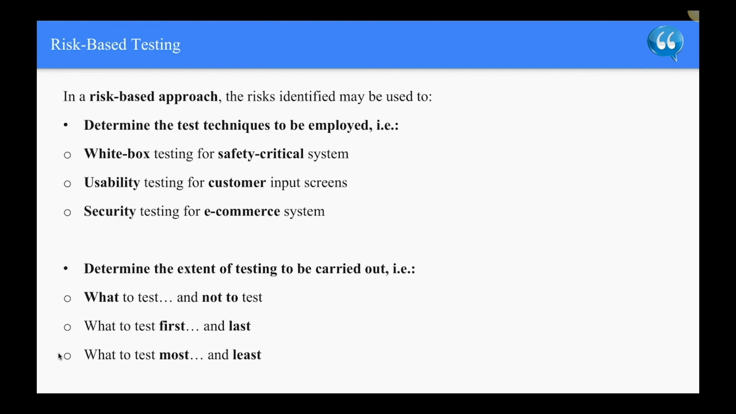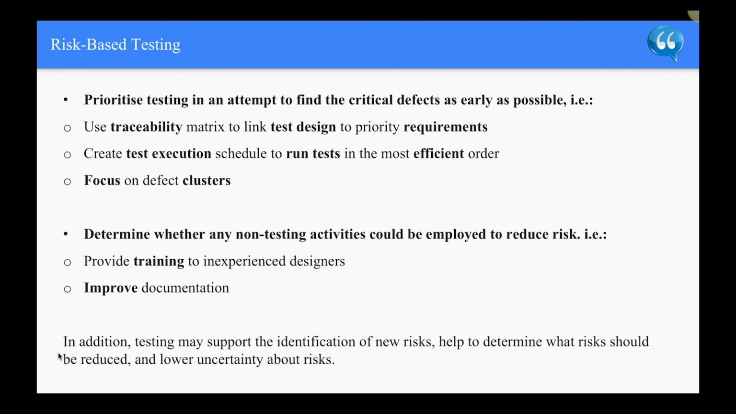The other one is to determine the extent of testing to be carried out. For example, what to test and not to test, what to test first and last, and what to test most and least. And also prioritize testing in an attempt to find the critical defects as early as possible. For example, use a traceability matrix to link test design to priority requirements. Create a test execution schedule to run tests in the most efficient order, and focus on defect clusters.